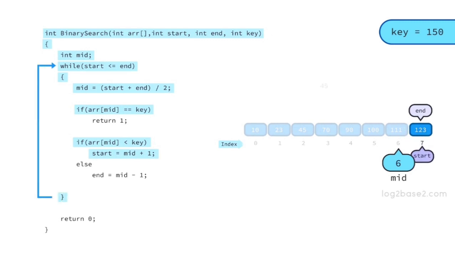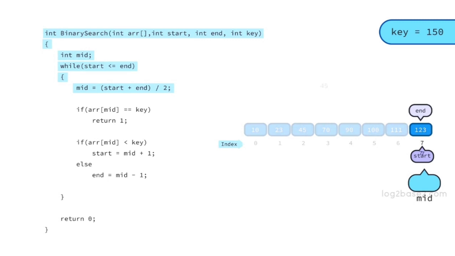And check the while condition, and 7 is equal to 7. So condition is okay, so go inside and find mid, which will be 7 plus 7 divided by 2, that is 7. So check if that is the key, and it is not. So check whether to go to left or right. So we have if ARR of mid less than key, and 123 is less than 150, so 150 could only be present in the right side. So set start equal to mid plus 1, that is 7 plus 1, which is equal to 8.